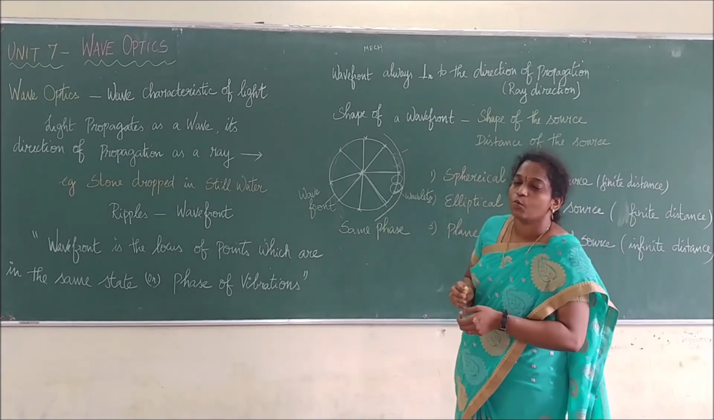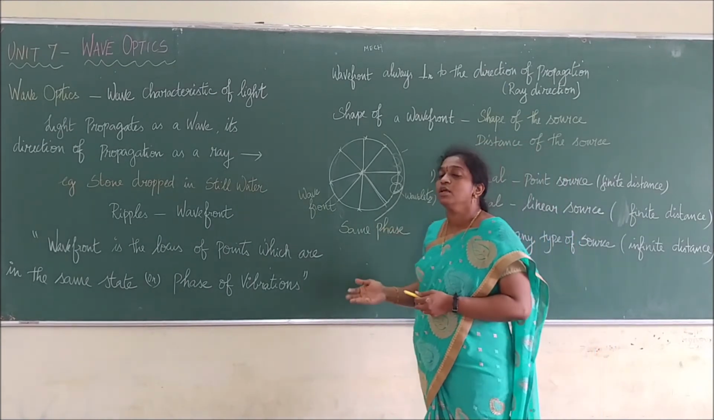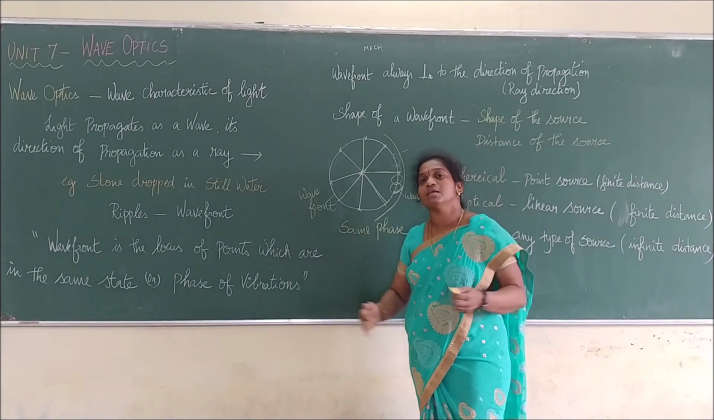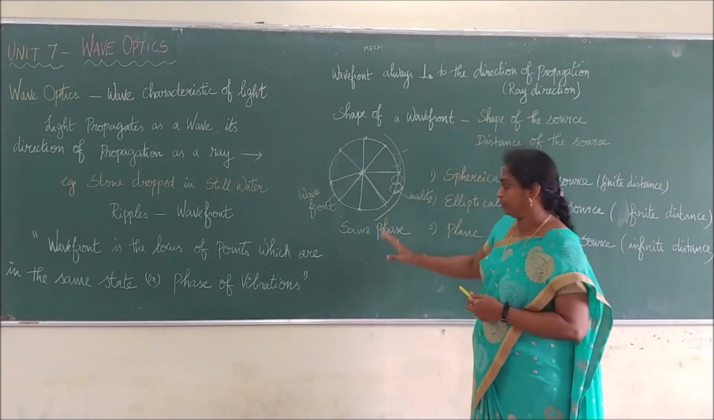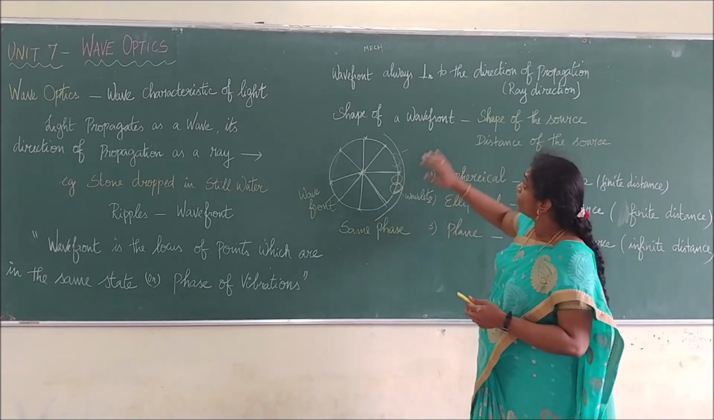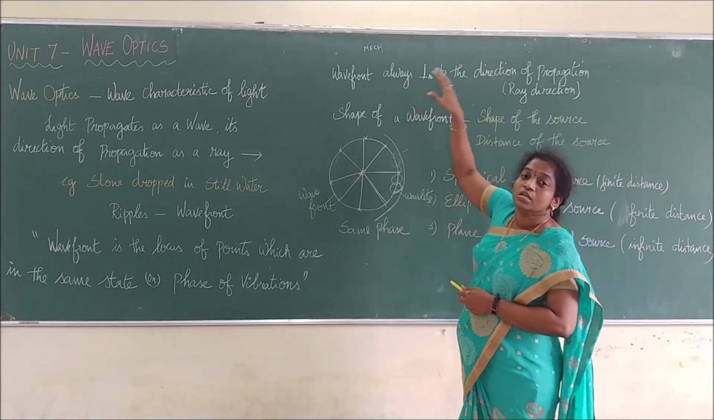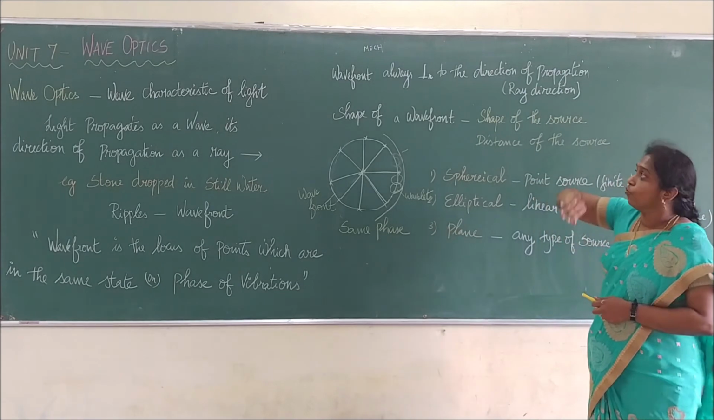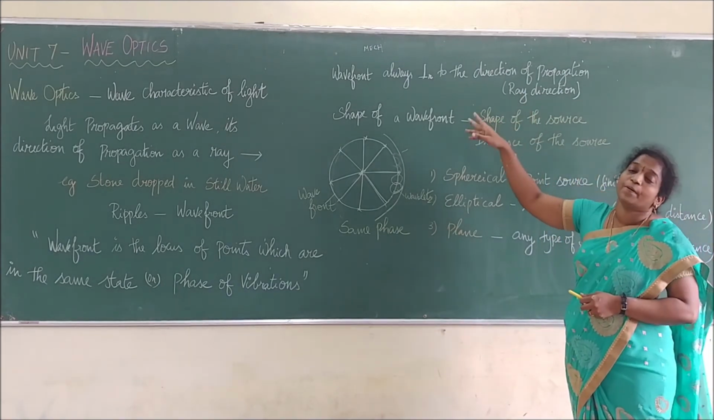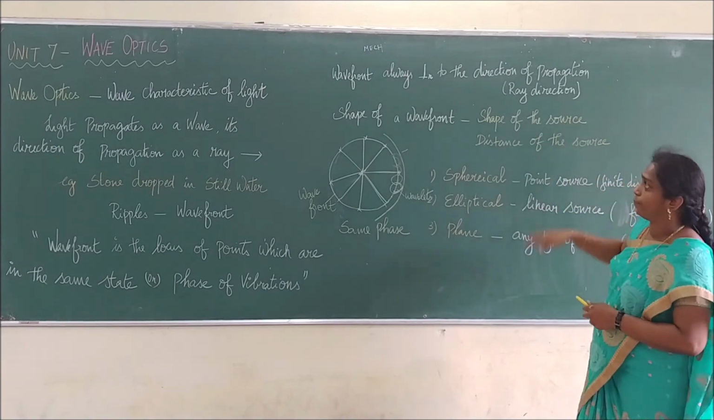So what have we learned? A wavefront is nothing but the locus of points which all have the same state of vibration. Is that clear? The wavefront will always be perpendicular to the direction of propagation of light.